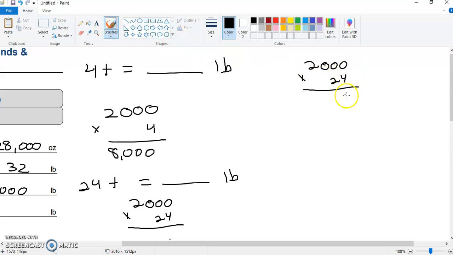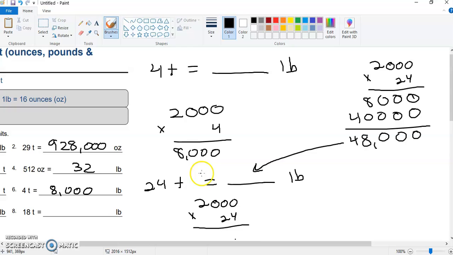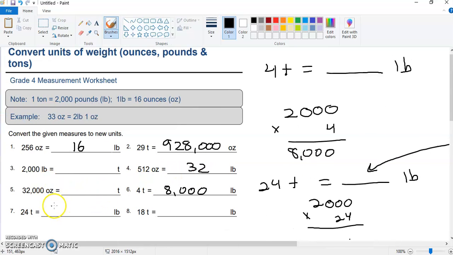So let's see, I go 4 times 0, times 0, times 0, 0, 0, 0. 4 times 2 is 8. And then bring down the 0, and then I have 2 times 0, 0, 0. 2 times 2 is 4. Add up my place values. I have 8 and 4. It looks like 48,000 pounds. So if you have 24 tons, you have 48,000 pounds. So you'd put a 48,000.